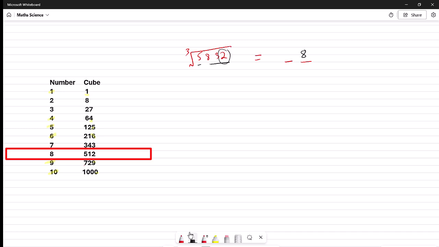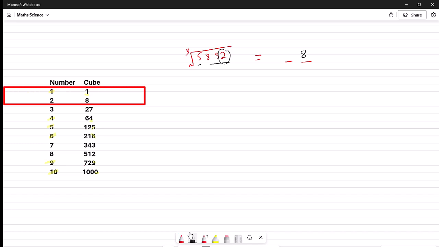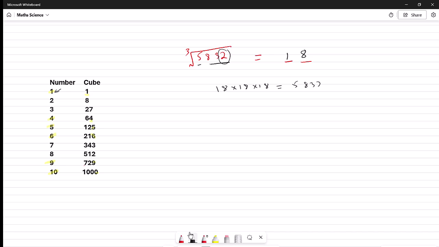And then for the other digit, what is it? It's 5 here. So now consider 5. 5 is between 1 and 8. And then what we're going to do is, between 1 and 2, we're just going to pick the smaller number. So we put 1 here. So that means the cube root of 5832 is 18. And if you want to verify your result, you can just multiply 18 times 18 times 18, and we should get 5832.